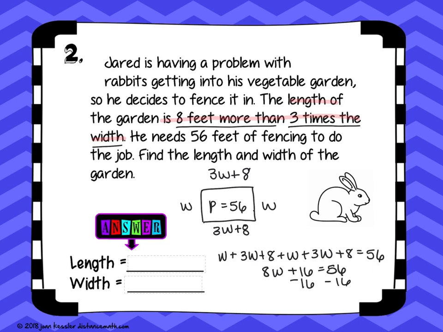Subtract 16 on both sides. 8W equals 40. And when you divide, you get that the width is 5. To find the length, we just want to take this 5 and plug it in. So I would have 3 times 5 plus 8, which is 15 plus 8. So the length is 23.